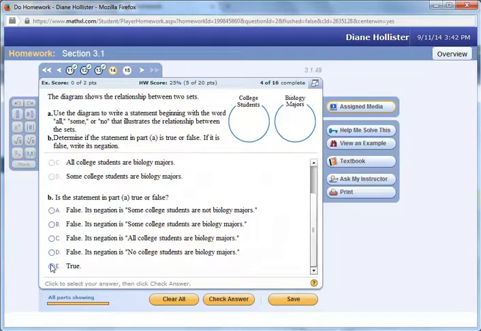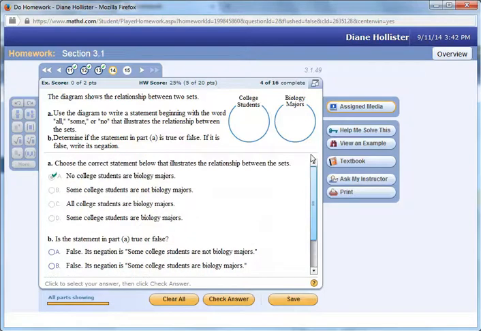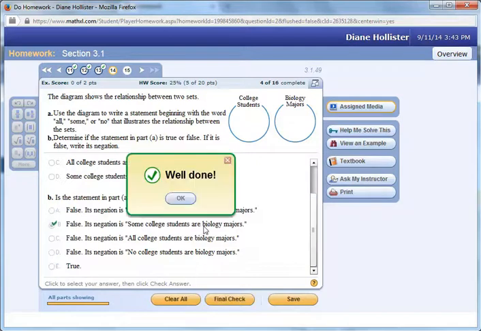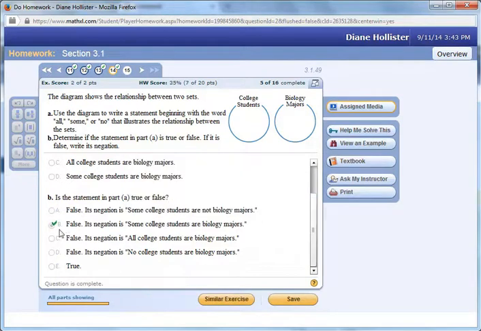Well, in real life, that is truly false. We're saying in part A that no college students are biology majors. So in part B, if we're saying none are, then the negation would be that some are. So we've indicated the truth value of the statement by going back and reading the directions and then determining the negation. So this is a valid statement. Some college students are biology majors.